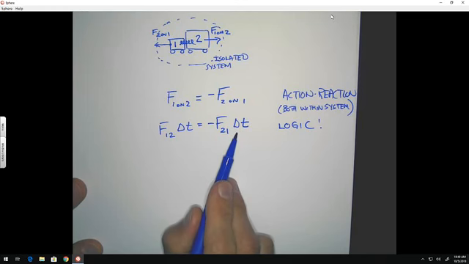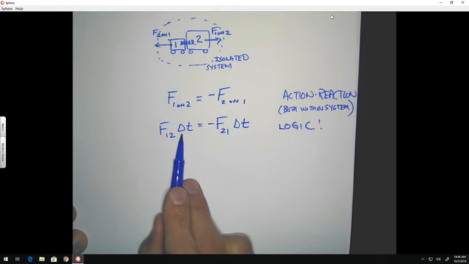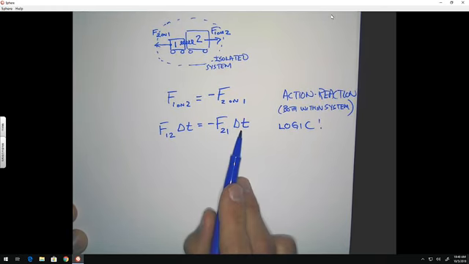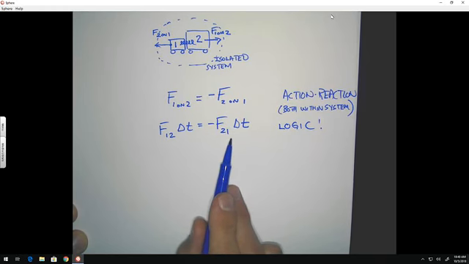It's a short time because they only push for a split second. However, the time that 1 spends pushing on 2 has to be equal to the time that 2 spends pushing on 1. It would be impossible to be otherwise. How could that work? So these 2 time intervals are exactly the same. You can't have one cart pushing on the other cart longer than vice versa.